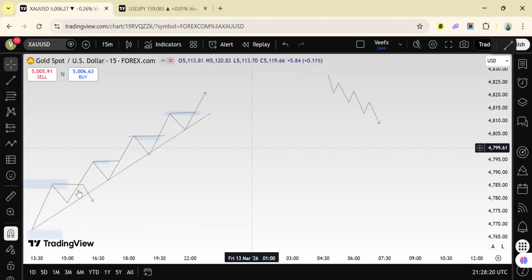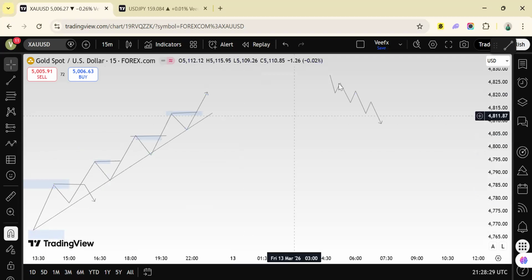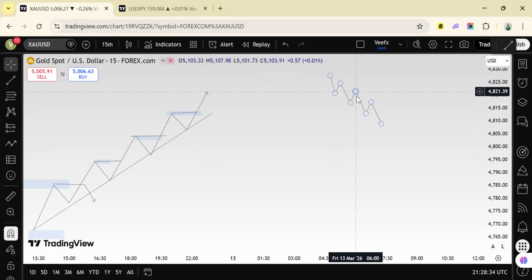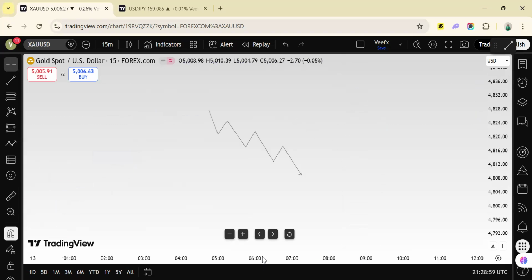Your uptrend consists of higher highs and higher lows, right? Your downtrend consists of lower lows and lower highs. This low is lower than this low. That's why this one is called a lower low. This high is lower than this high. That's why this one is called a lower high, right? A lower high, a lower low, a lower high, a lower low. So this is the pattern for your downtrend, right?